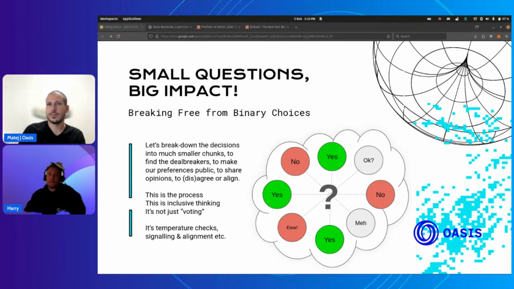And so this is where ideally you do want to see 99% of the votes passing, but that's because everyone's participated and hammered it out before it gets to votes, right? So all of these interconnected questions, that's what inclusive thinking is about. It's about making our preferences public, sharing our opinions, finding points of agreement and disagreement, and bringing everybody into the process. So I think this is how we can start to transform DAO governance from a simple voting mechanism into a collaborative decision-making process.